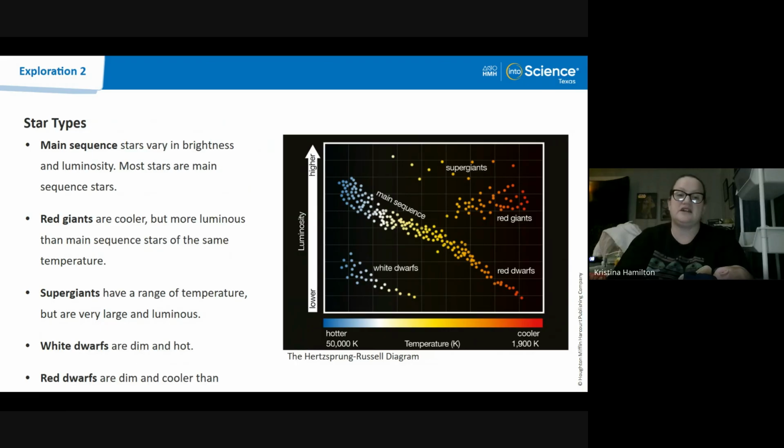So we have our red giants, which are cooler but more luminous than main sequence stars at the same temperature. We have supergiants that have a range of different temperatures up here at the top, but they're very huge. They're very large. That's why they're way up there. We have our white dwarfs that are very dim and very hot. And then our red dwarfs are dim and cooler than most of the rest of the main sequence stars.